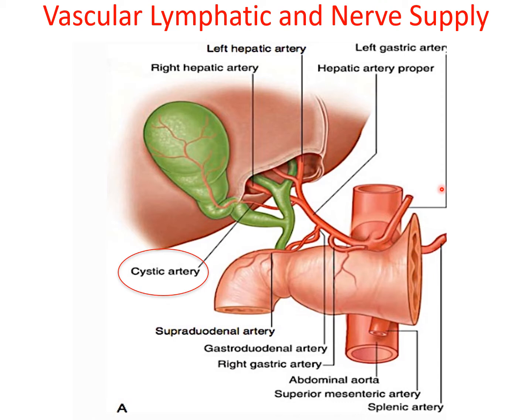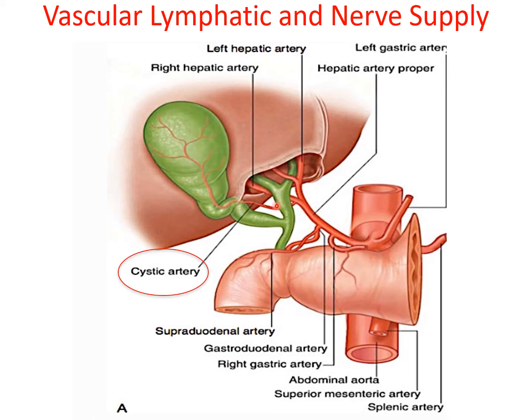Coming to the blood supply of the gallbladder. So in this image you can see this is your abdominal aorta. This is your celiac trunk. This is then your common hepatic artery. This is your proper hepatic artery. From this proper hepatic artery, this is your right hepatic artery and this is your left hepatic artery.